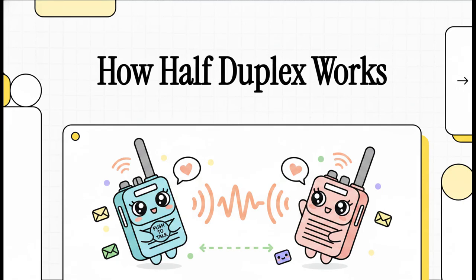Today we're going to untangle a really fundamental concept of computer networking. And you know what? We're going to do it by looking at something most of us have played with since we were kids. Okay, let's dive into this. We are talking about the daily walkie-talkie and how it perfectly explains a foundational networking concept known as half-duplex.